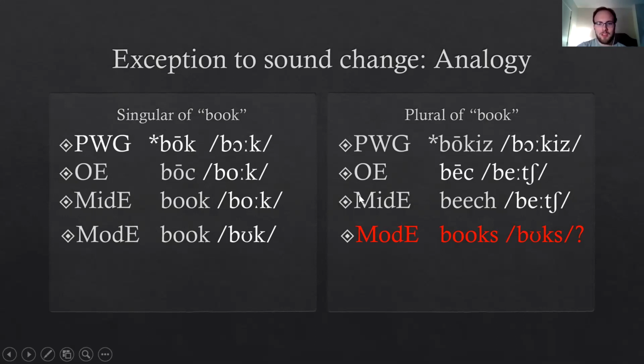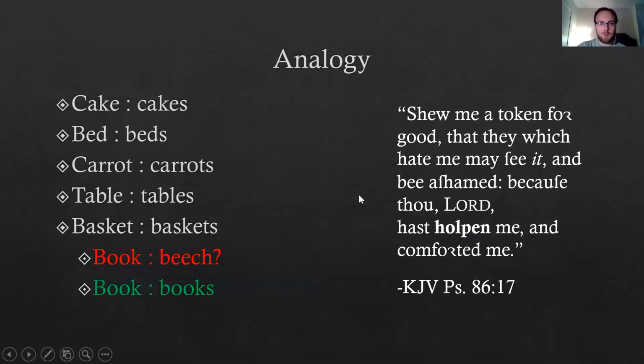What the heck happened here? Again, this is analogy we'll talk about. I just came up with the first 5 words that came into my head and I tried to make the plural form. Cake, you make the plural form cakes. Bed, beds. Carrot, carrots. Table, tables. Basket, baskets. It's completely unreasonable for the plural of book to be beach, even if on the basis of sound change, that's what it should be like regularly throughout its history.